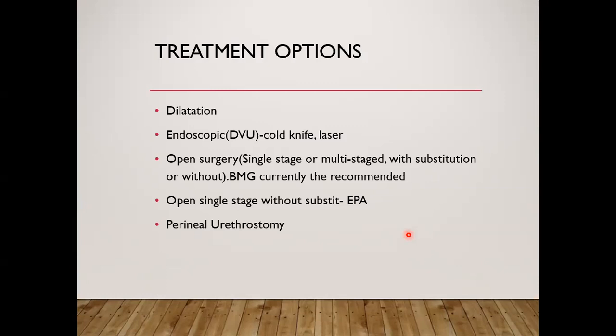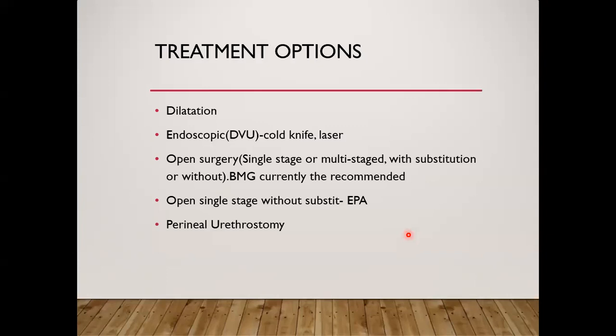Now, for you to do DVU, the condition is the stricture must be incomplete. You cannot do DVU for strictures that are complete. Why? Because, as you'll see in the video, you must pass a guide wire through the narrowing, through the stricture, so that as you cut, that guide wire helps you not to cut where you do not want to cut. So without the guidance of the guide wire, you cannot do DVU. You will injure the patient. You find yourself in the corpora cavernosa.